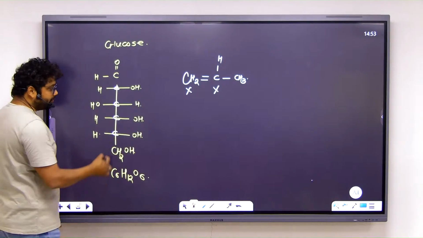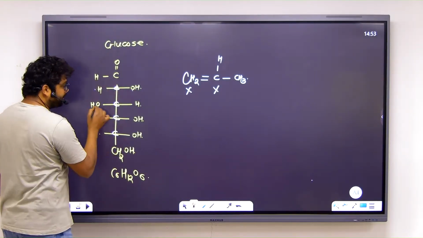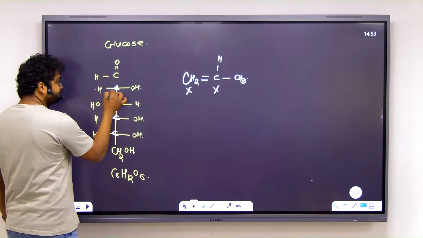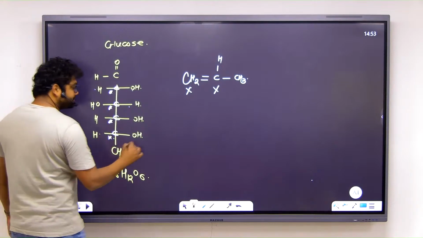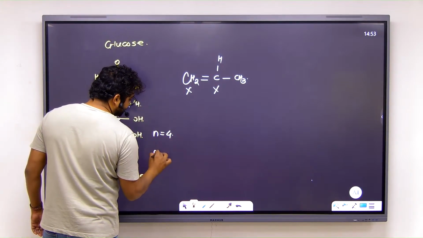So how many chiral centers are there? 4: 1, 2, 3, 4. The four groups are different, so I can write 4 asterisks here, 1, 2, 3, and 4. So what is the number of chiral centers? 4. What is the number of optical isomers?